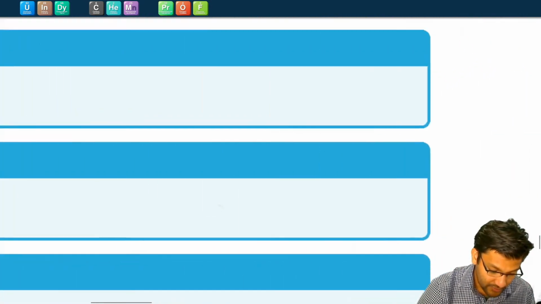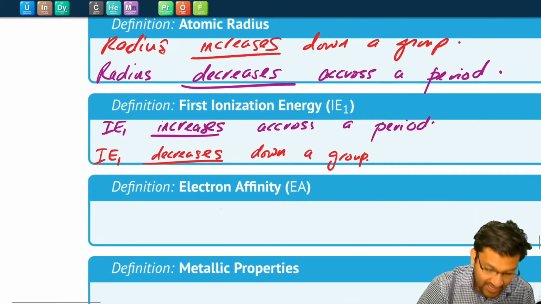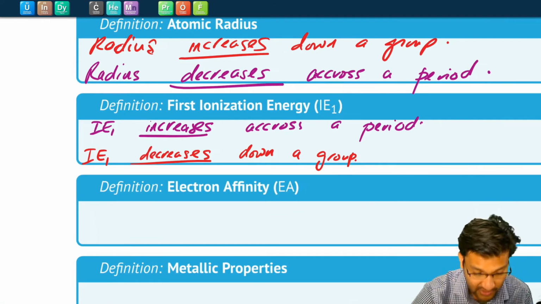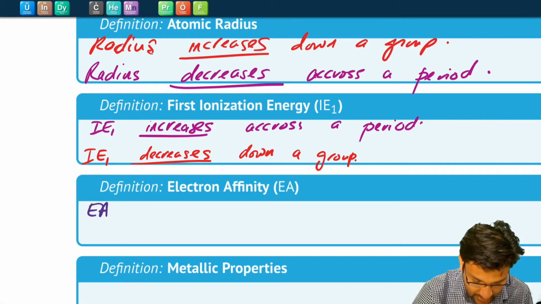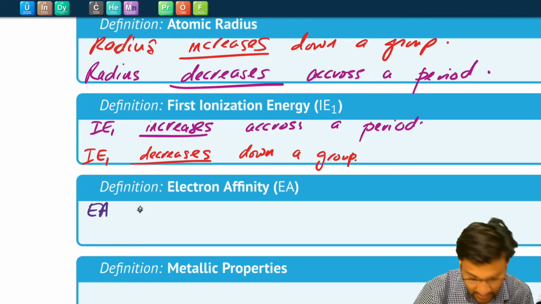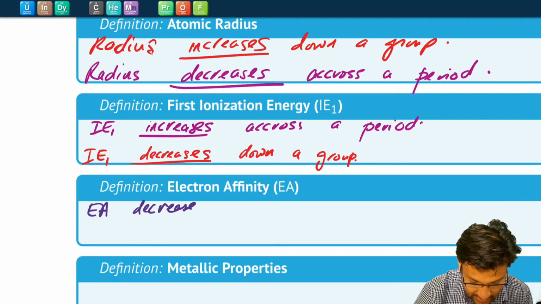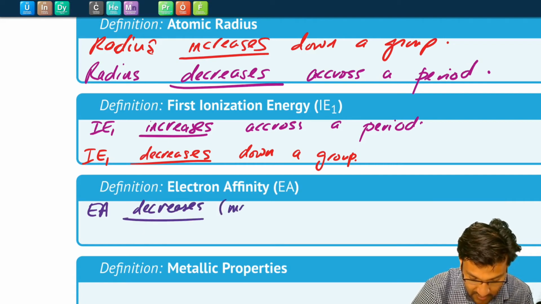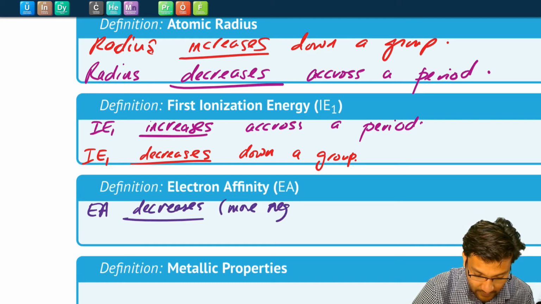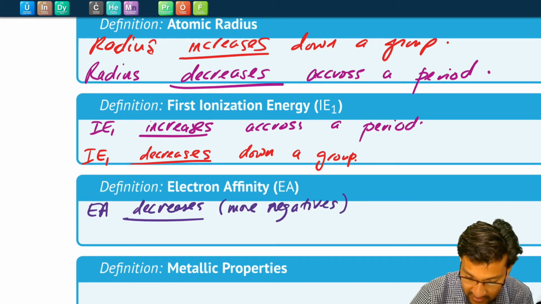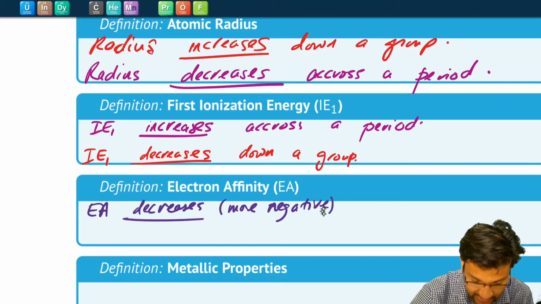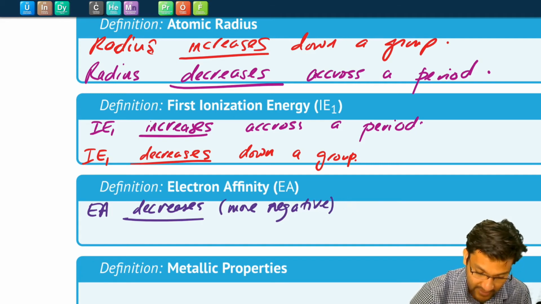So what I'm trying to say there is that as we go across the period and we know the force gets stronger, the electron affinity becomes easier, or I'll use the word decreases here because that means it becomes more negative. Because I mentioned that the attractive force is a negative one, so it becomes easier to attract an electron, but that just means it becomes more negative across a period.